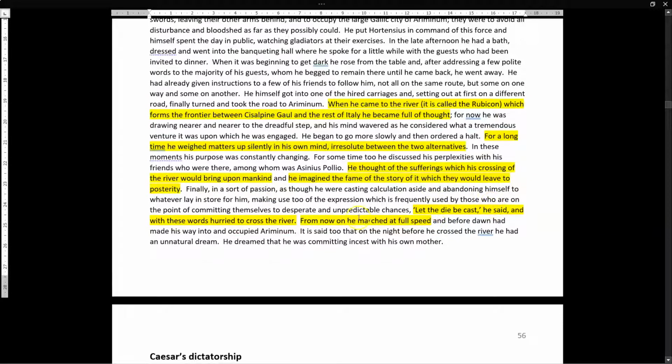And then a slightly different version of the sentence: let the die be cast, he said, and with these words he hurried across the river, and now he marched at full speed. So he marches then on the city, declaring civil war, declaring war on Pompey and the Senate. Fine. So that gives you a nice overview of basically what happened. Slightly different versions, but essentially the same thing.